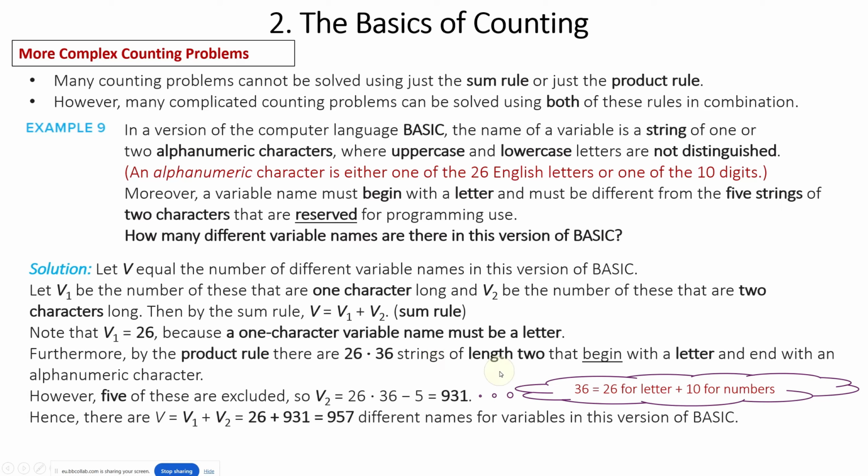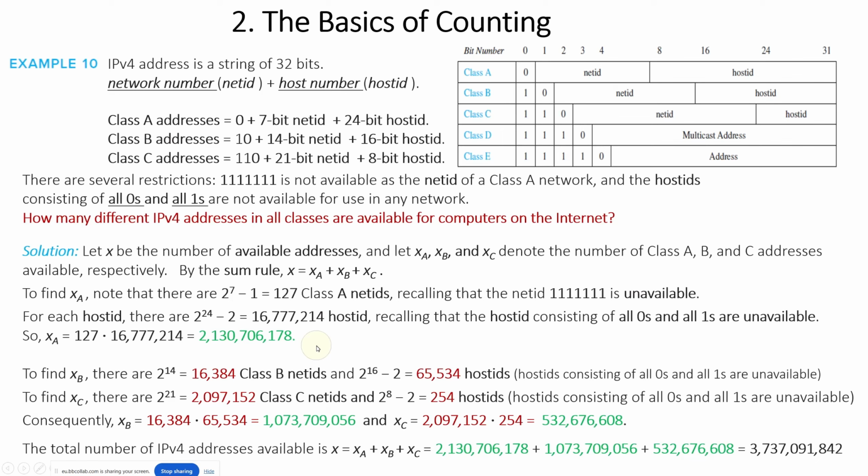And now in this example, we have the sum rule along with the product rule. This one is the product rule because we're using two letters within that name. So we use the product rule, and then we also use the sum rule to combine these different possibilities. Is that okay? I think it's not a big deal.